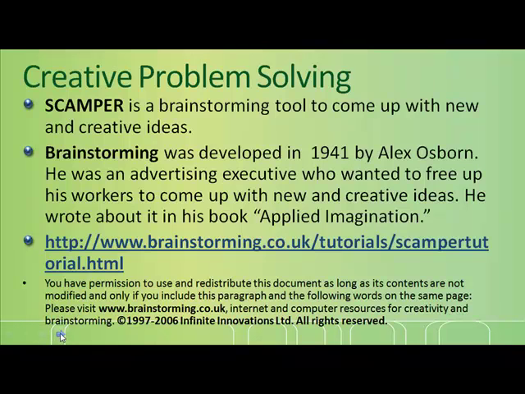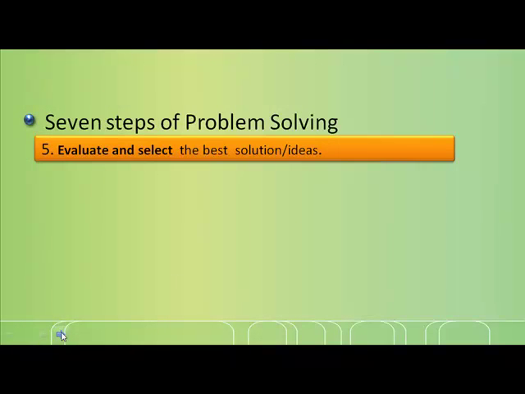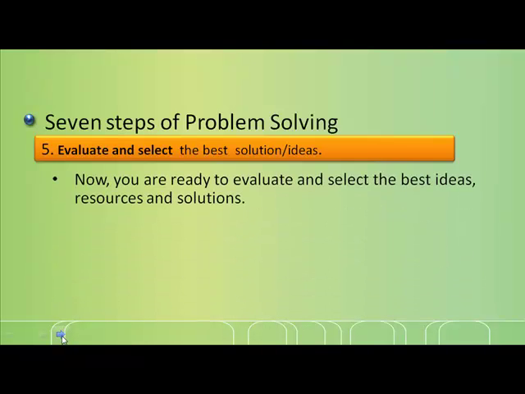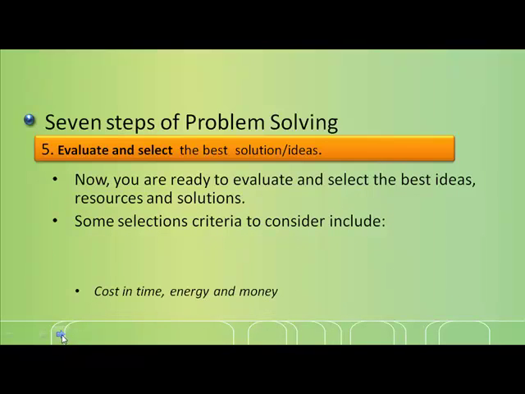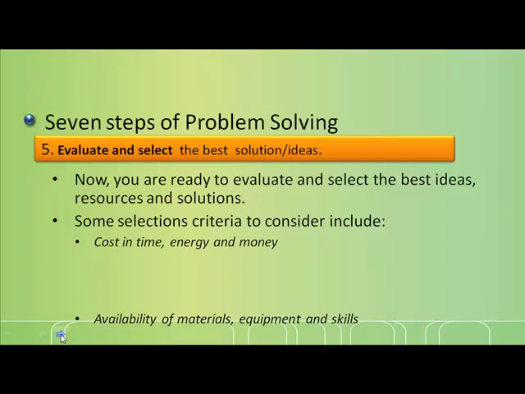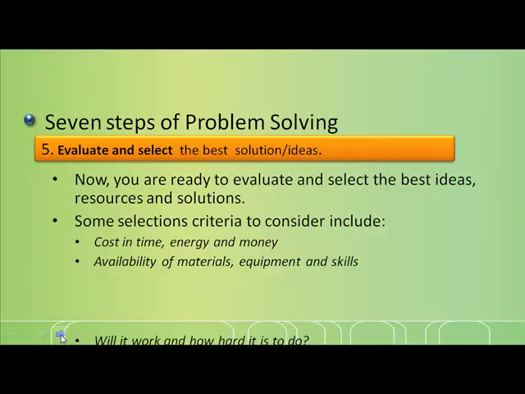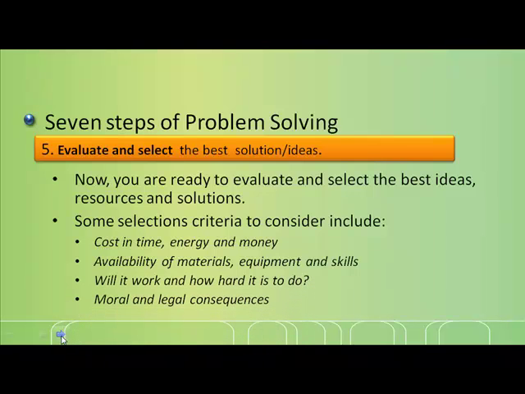Okay, now we're continuing on with problem solving. Step 5 is evaluate and select the best ideas or solutions. Some selection criteria to consider includes what is the cost in time, energy, and money, the availability of materials, equipment, and skills, will it work and how hard is it to do, moral and legal consequences, how will it affect people in terms of feelings, morals, and approval.